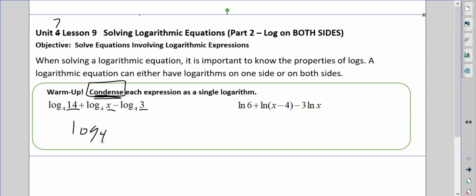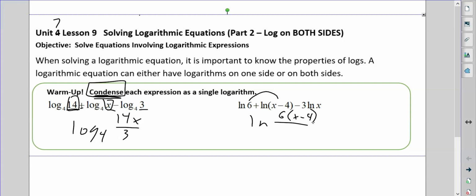As soon as I see a minus sign, I know I have a division. The 14 and the x are plus, so that's going to turn into multiplication. And the 3 goes down here. We only write ln once, but I see a minus sign, so it's a fraction. 6 times x minus 4, or 6x minus 24.